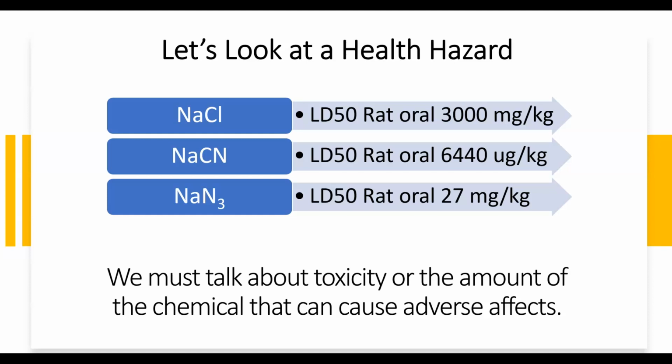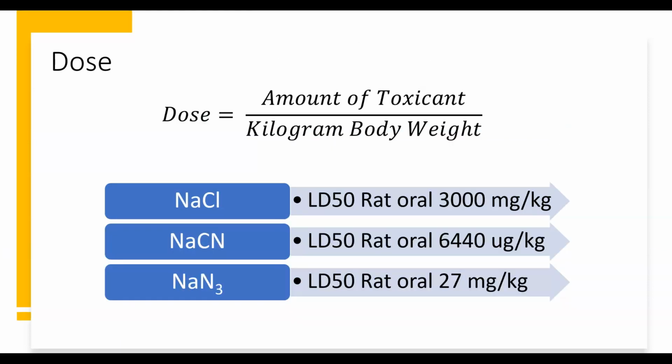For sodium cyanide, it's 6,440 micrograms per kilogram, and for sodium azide, it's an oral dose of 27 milligrams per kilogram of body weight. So you can see that the last two chemicals are much more toxic, more potent than sodium chloride, in eliciting adverse effects. When we're talking about toxicity, we talk about dose. So what is the dose? That is the milligrams or micrograms per body weight.